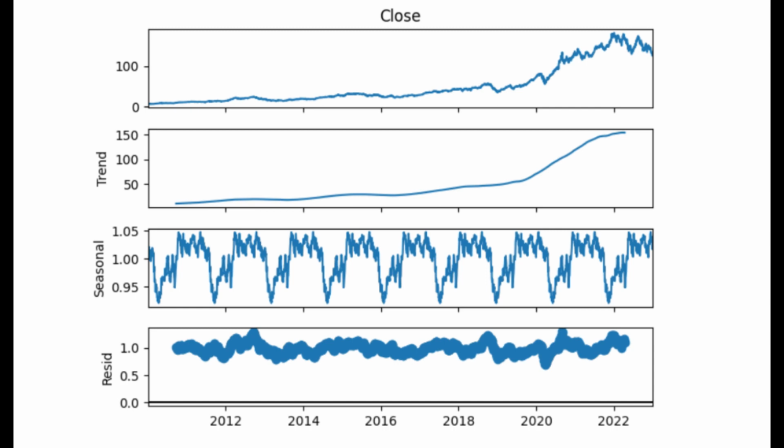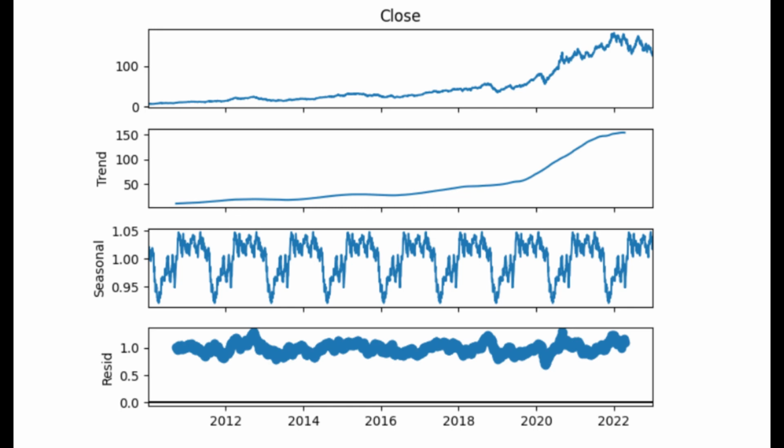Time series decomposition. We're going to break down AAPL's stock price into trend, seasonality, and residual components. This gives us a clearer idea of what's happening beneath the surface. Let's take a look at this. First, we have the raw closing price at the top, followed by the trend. This upward slope in the trend shows us that, over time, Apple's stock has grown steadily.